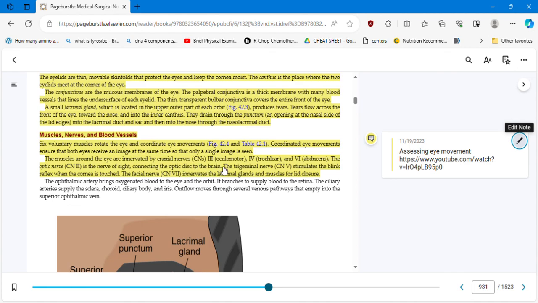Connecting the optic disc to the brain. Meaning, this concept, okay? Just remember this. If you don't pay attention to any eye disorder, you can have a problem in the brain, okay? Especially if it's an eye infection. So be careful with your eyes. The trigeminal nerve, number 5, stimulates the blink reflex when the cornea is touched. The facial nerve 7 innervates the lacrimal glands and muscles for lid closure.